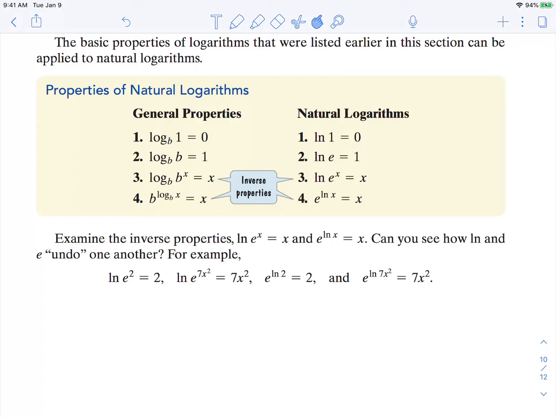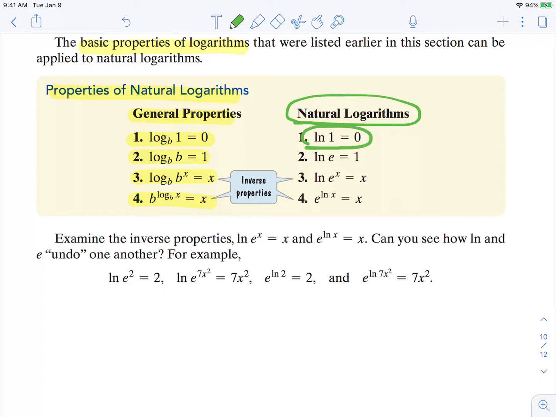All right, here are some properties of natural logs. They are very similar in style to the properties we learned earlier in our unit on the properties of logs. So here are the properties you've learned already, below, 1, 2, 3, and 4. The natural logs have those same rules.